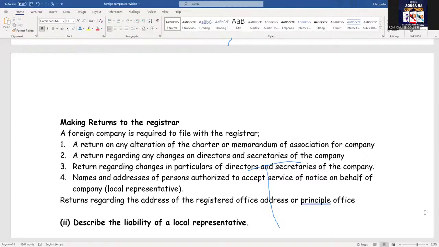Then the names and addresses of persons authorized to accept service of notice on behalf of the company. Those are the local representatives. If they have changed them, they'll be under obligation to file that notification or return to the Register of Companies. Also a return regarding a change in the address of the registered office. Maybe they have shifted their registered office, so they'll have to make a return indicating their new location, or new registered office.